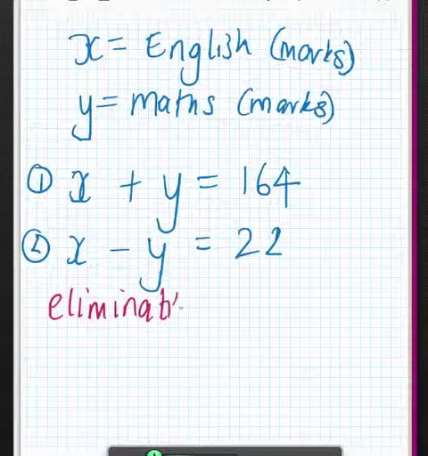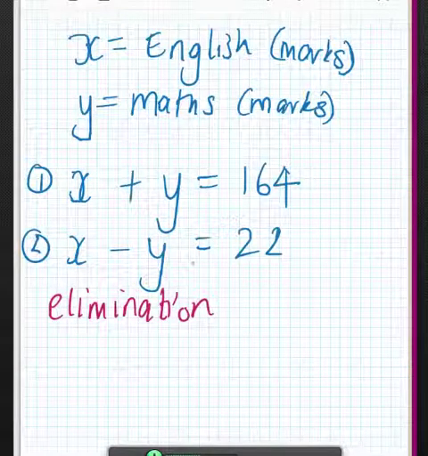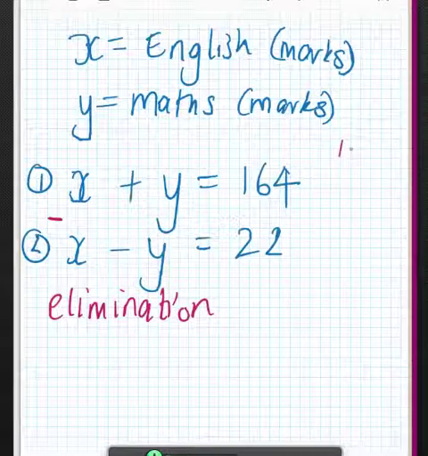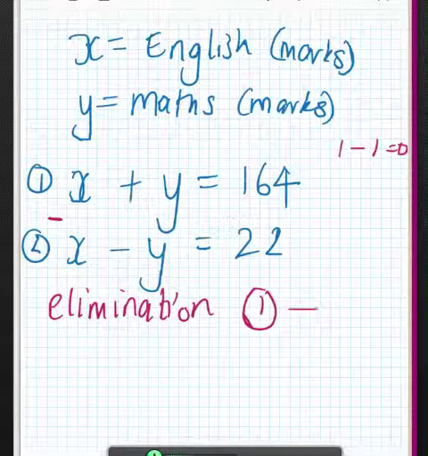I am using elimination. Now I have to eliminate either the X's or the Y's. I can see that the easier option will be to eliminate my X's. They're both positive, so I've got 1X and 1X. If I subtract them, it should be pretty straightforward, but I'll do my little test. 1X minus a positive 1X, yes, it gives me 0. So I am going to take away equation 2 from equation 1. So let's go. That's going to eliminate X: X minus X is 0X.